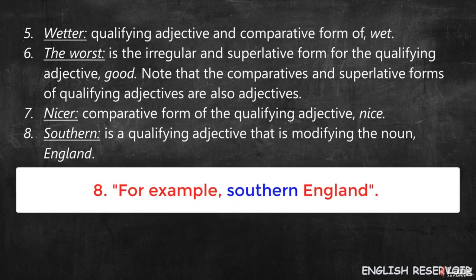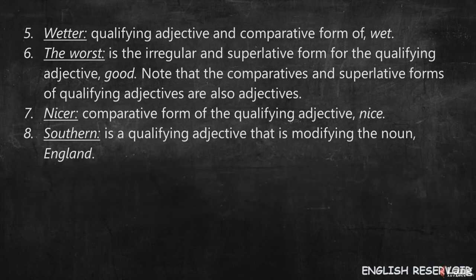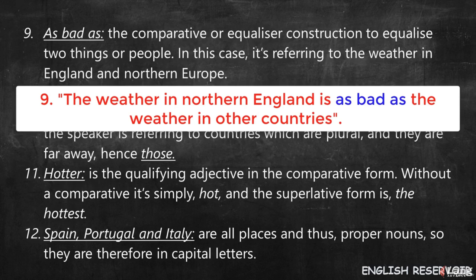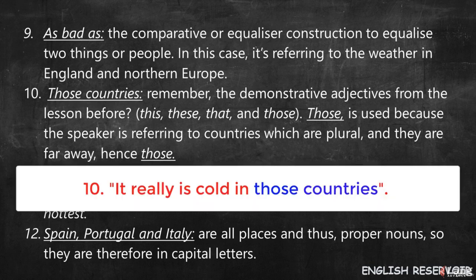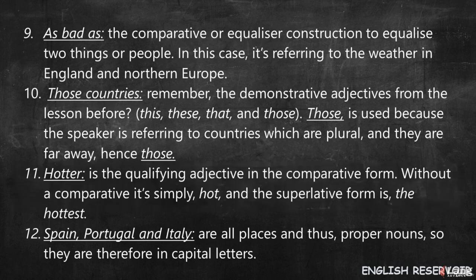8. Southern is a qualifying adjective that is modifying the noun England. 9. As bad as. The comparative or equalizer construction to equalize two things or people. In this case, it's referring to the weather in England and Northern Europe. 10. Those countries. Take note of the demonstrative adjectives from the lesson before. This, these, that, and those. Those is used because the speaker is referring to countries, which is plural, and they are far away. Hence, those.